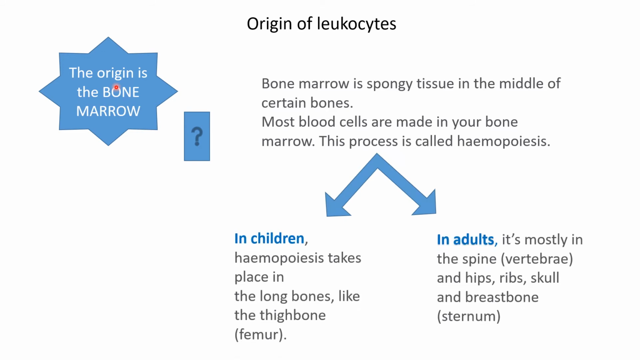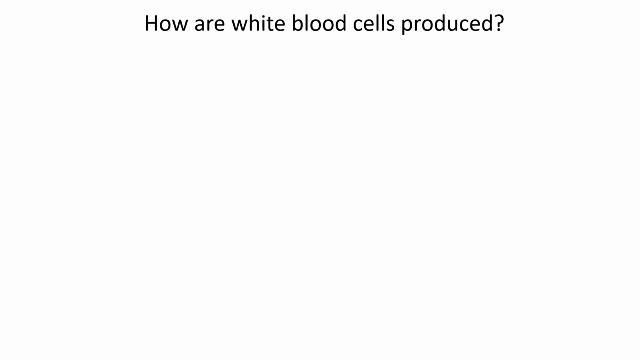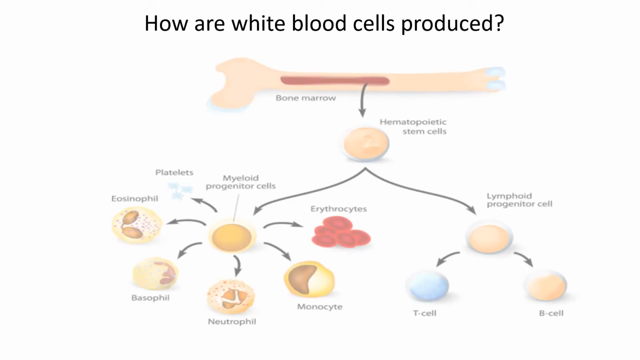It happens in children in the long bones like the thigh bone. However, in adults, it is mostly happening in the spine, vertebra, in the hips, in the ribs, in the skull, and in the breast bone or sternum. Okay, then how are white blood cells produced?